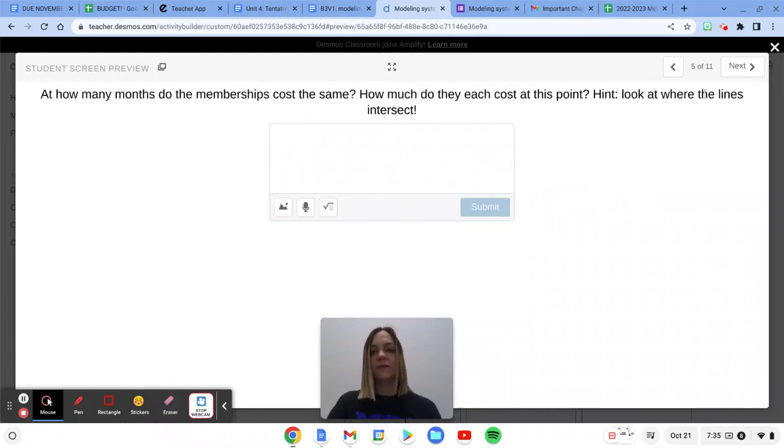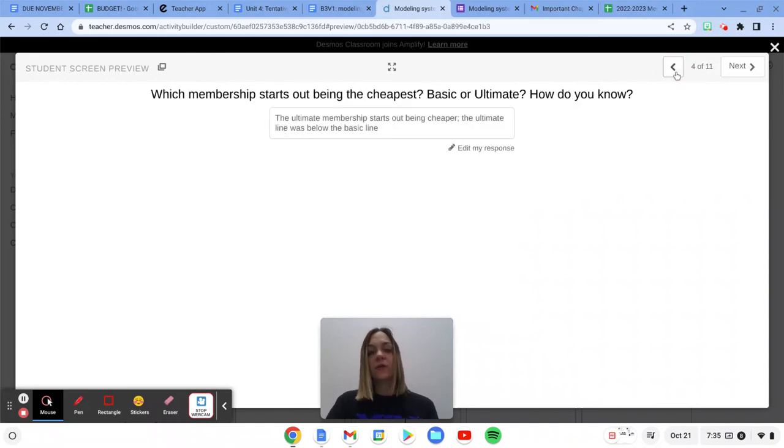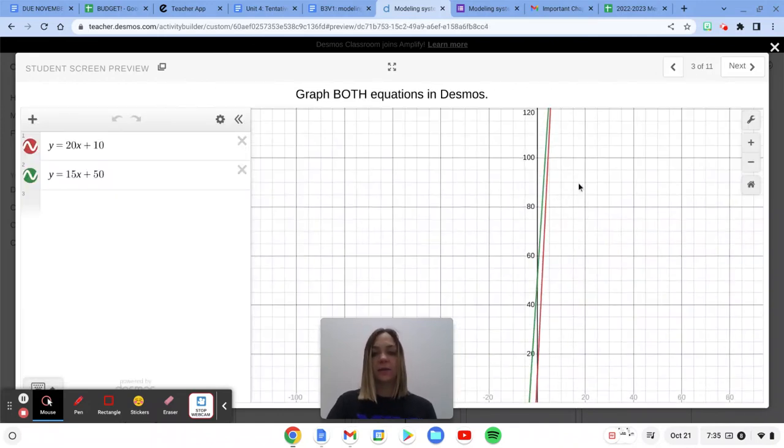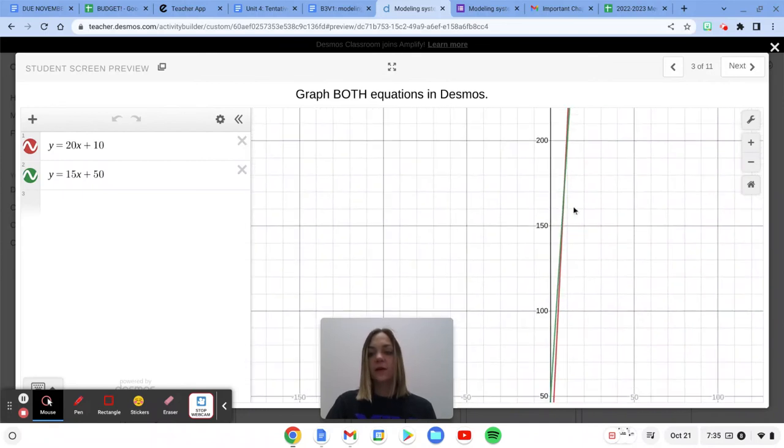Now, screen 5, which is where this video is going to end: at how many months do the memberships cost the same? How much do they cost at this point? Look at where the lines intersect. So coming back to my graph, I'm going to see about where they intersect and just click on it. And then x, I know, tells me the number of months. So at 8 months, my y value is $170.